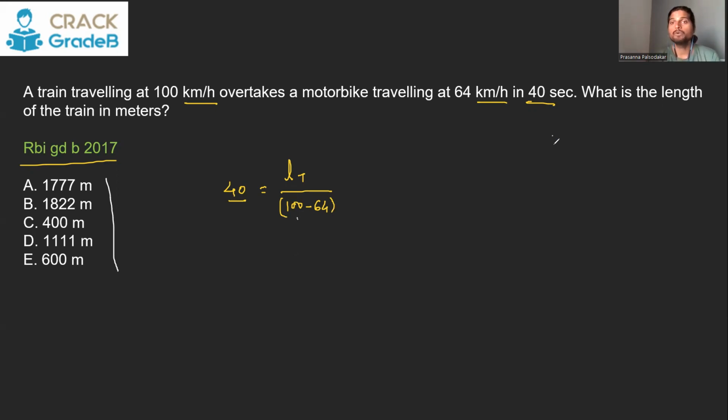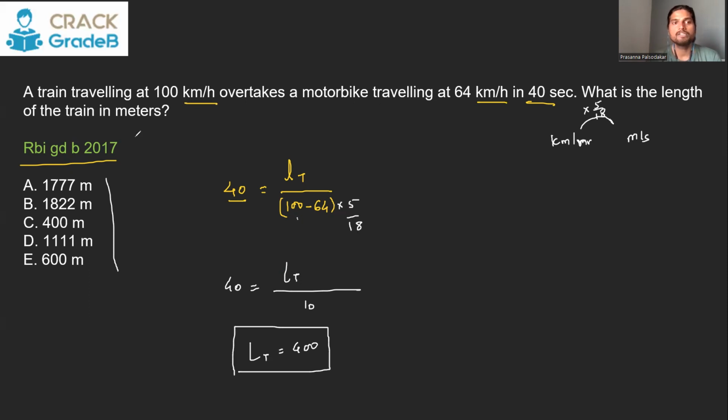Yesterday we saw how to convert kilometers per hour into meters per second. All you have to do is multiply it with 5 upon 18. So let's multiply this bracket with 5 upon 18. That gets us 40 is equal to LT upon, this is 36 upon 18, that means 2 times 5, that means 10. So length of train is going to be 400. And that is what is asked: what is the length of the train in meters? The answer is going to be 400.